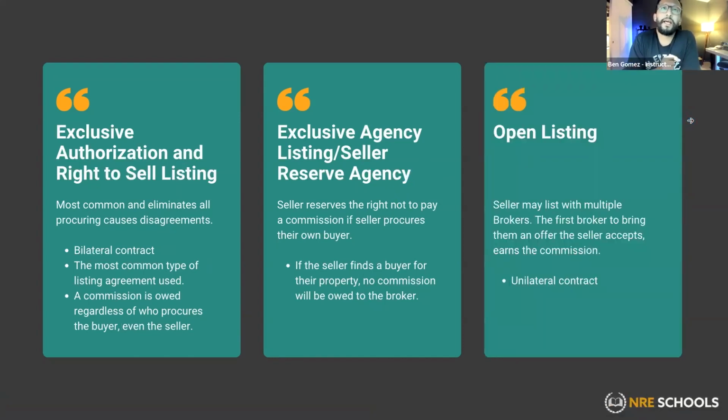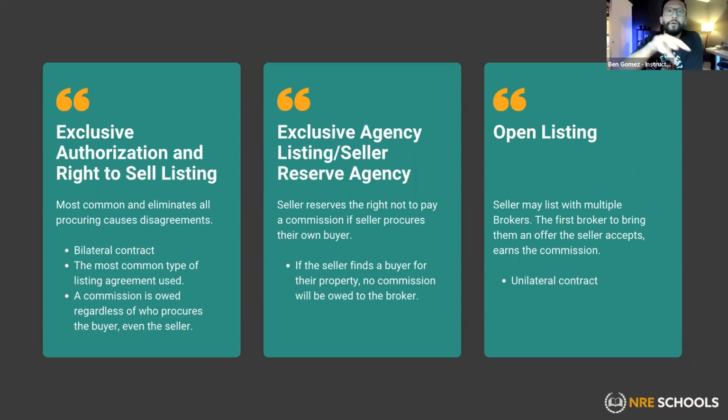The third one, slight difference. This is an open listing. This is where the seller can list it with multiple brokers. Whoever brings the first buyer that she accepts collects a commission. This is kind of like that for sale sign. This is a unilateral contract. This is kind of like that reward. Instead of a picture of a cat, it's a picture of a house. Sell my house and you receive $10,000.